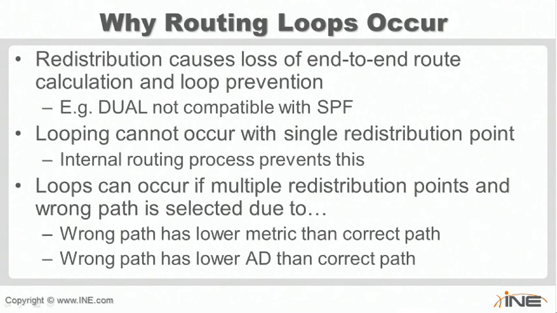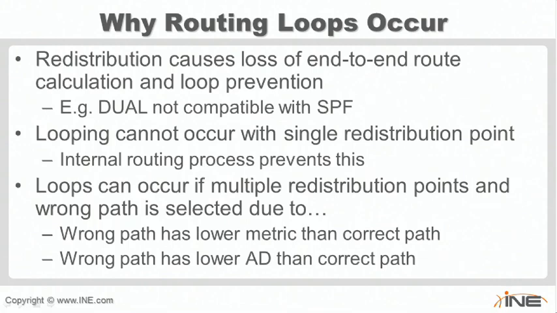Or if I had multiple points of redistribution where I'm going from RIP to OSPF, OSPF to EIGRP, then EIGRP back to RIP, I could potentially have a case where one of the devices chooses the wrong prefix based on it choosing the lower distance of OSPF versus the higher distance of RIP, or the higher distance of external EIGRP.